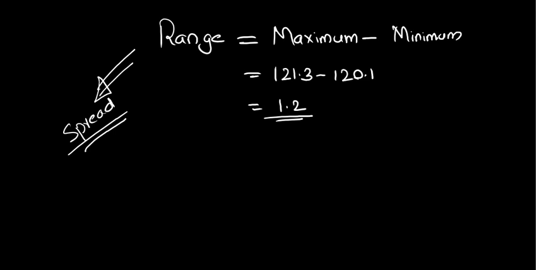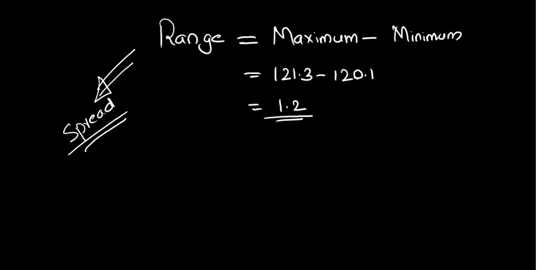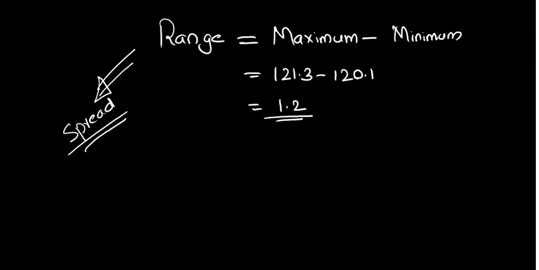Okay, now coming to the box plot. If you look at the box plot, it looks like a box, and it can be plotted either vertically or horizontally. Now I am going to show it in a horizontal way. So you have a box, and the extreme ends correspond to the quartiles, the Q1 and the Q3. Q1 we got, it is 120.35. And Q3 is 120.9.